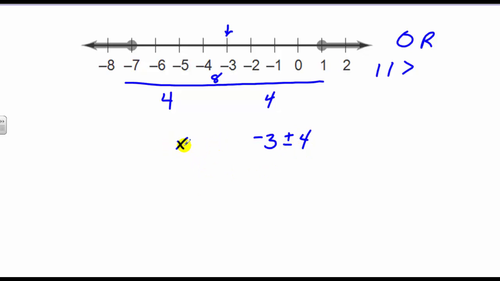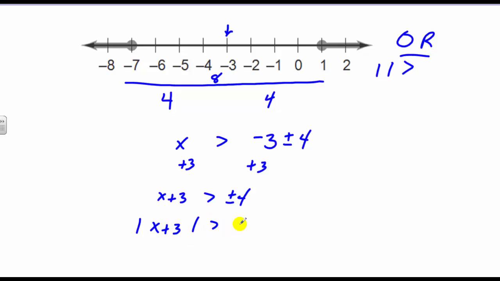And that's going to be, once again, since we're moving to an or problem, greater than. If I add 3 to both sides, I have x plus 3, sorry, is greater than plus or minus 4. Take away the plus or minus, put in the absolute value. And you'll notice in this case, since I have filled in circles, I have to go greater than or equal to.